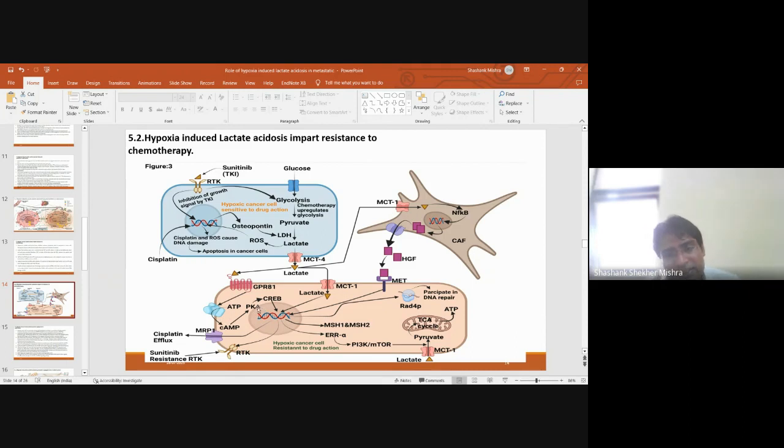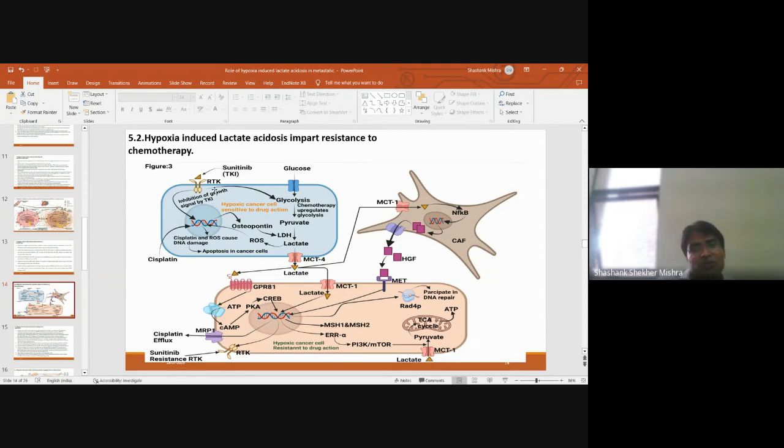Through both of these actions on the DNA of these cancerous cells, lactate has enhanced the upregulation of some genes, that is MRP and RTK. These mutated transporters are a receptor tyrosine kinase and multi-resistant protein 1. MRP is an efflux pump.